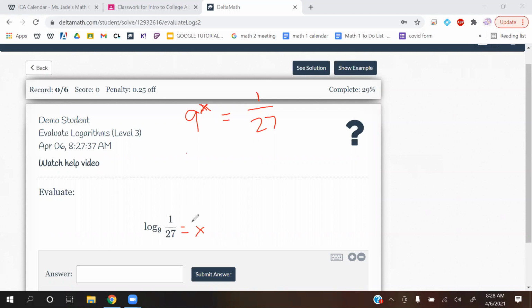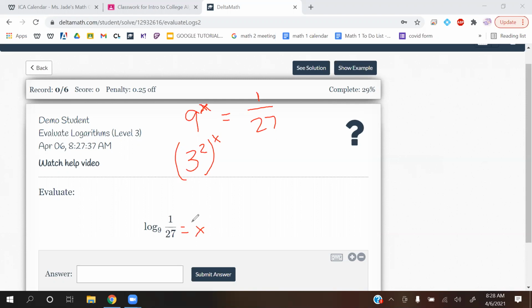So 9 is 3 squared, right? So instead of 9, I'm going to write 3 squared. And I'm going to keep that x because it was 9 to the power of x. All I did here was replace 9 with 3 squared. And I'm rewriting it with a base of 3 because that base of 3 can be shared with the 9 and the 27. So it's going to help us solve this equation.